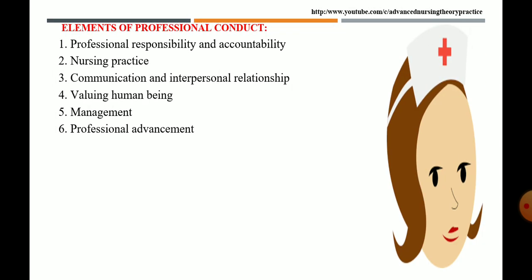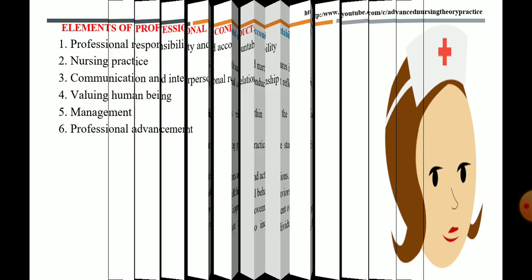Then what are the various elements of professional conduct? Before going to discuss these one by one, we will list them. What are the various elements that we have to study in professional conduct for nursing professionals? Number first is professional responsibility and accountability. Number second is nursing practice. Number third is communication and interpersonal relationship. Number fourth is valuing human beings. Number fifth is management, and number sixth is professional advancement. So we are going to discuss them one by one.